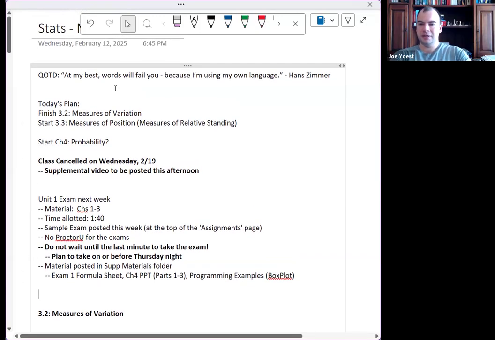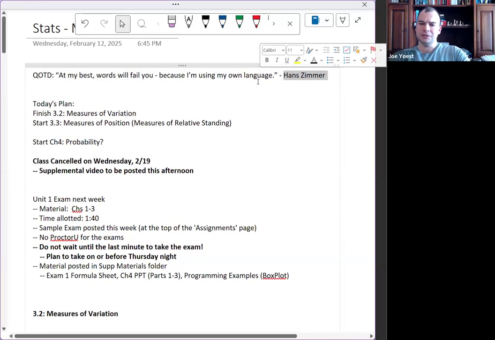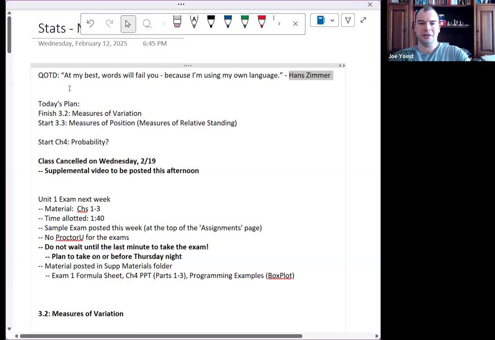Okay. And then last, our quote of the day, really quick. This is by composer Hans Zimmer. He writes musical scores for major movies. I think he was the Dune guy. I think he did Dune recently. But he's a big name, kind of like John Williams, probably second to John Williams.